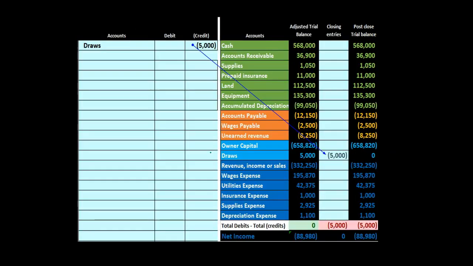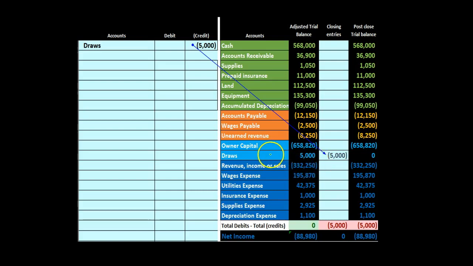So to do that, we can just start building our journal entry. We could say, here's our adjusted trial balance, and what do we need to do in order to get all the temporary accounts down to 0? All the accounts below the capital account, we need to make 0. So I'm just going to start creating a journal entry based on this information.